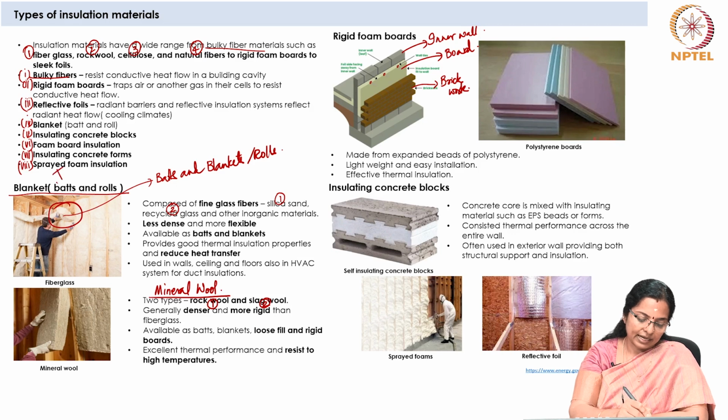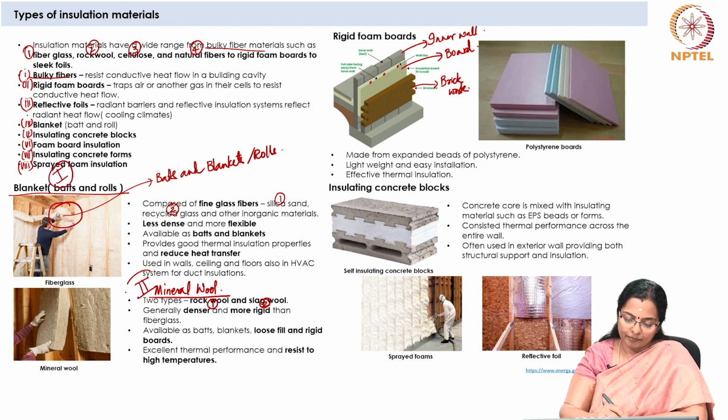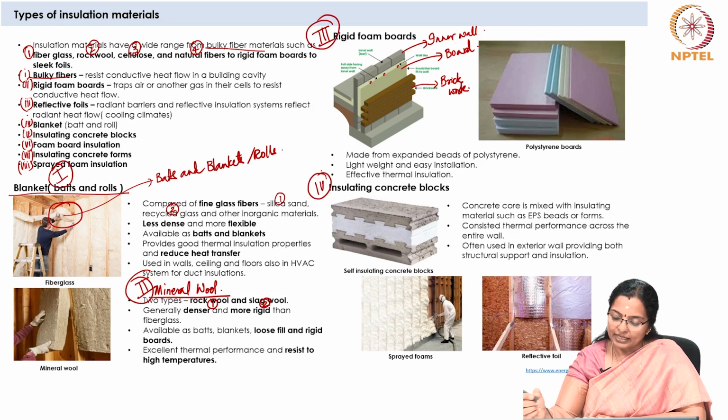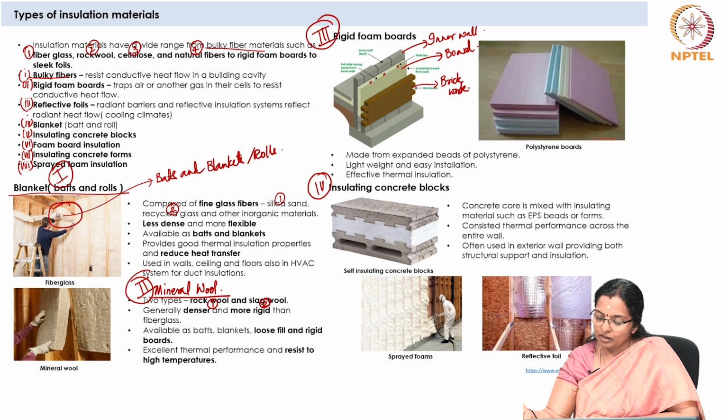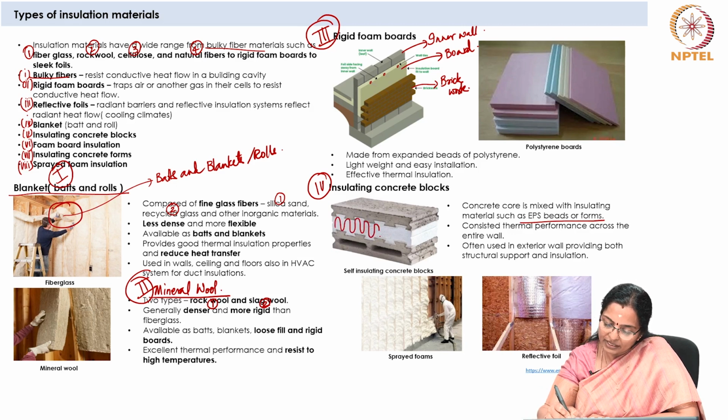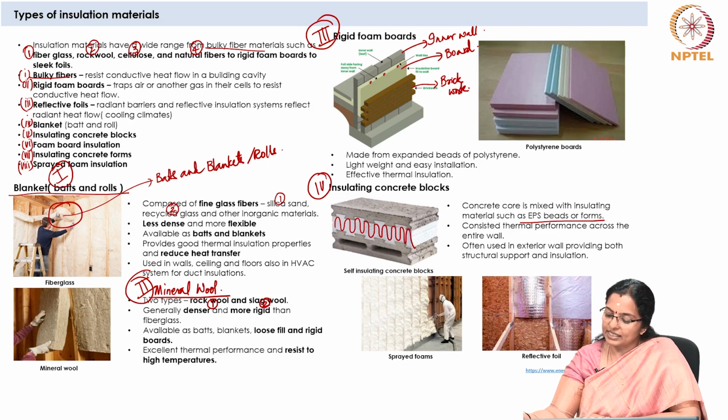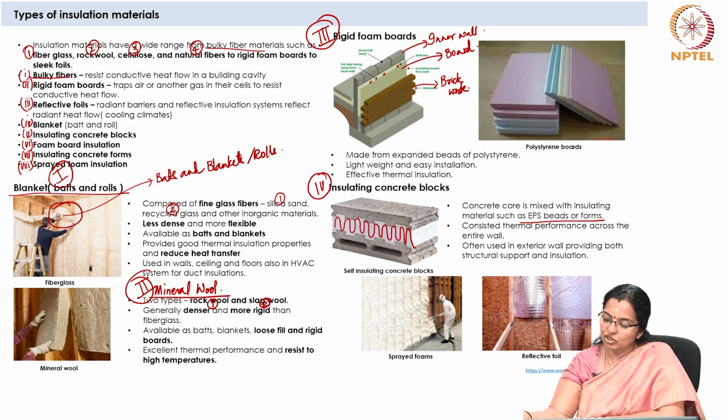Then the next type, the fourth type, is the insulating concrete blocks. So, concrete core is mixed with insulating material such as EPS beads or foams, and their thermal performance is consistent across the entire wall. These are often used in exterior walls, providing both structural support as well as insulation.